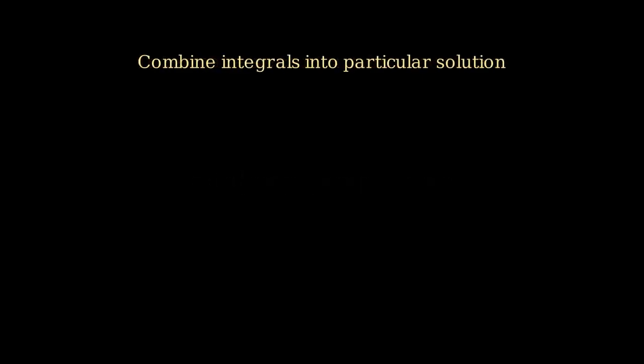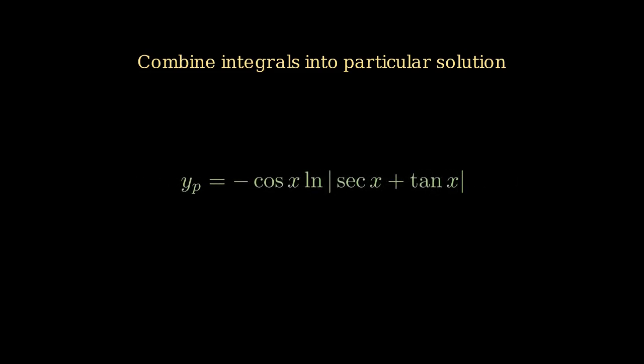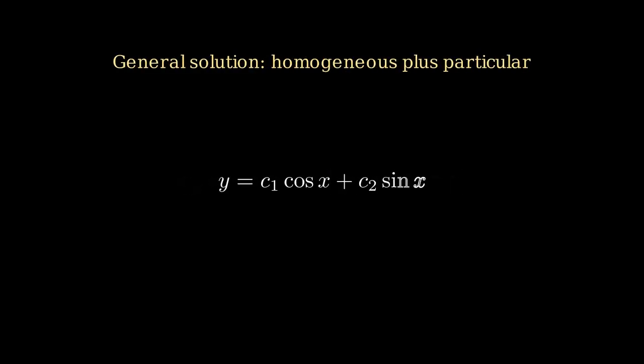Putting both integrals back into the particular solution formula and simplifying, the sine of x cosine of x terms cancel, leaving the particular solution negative cosine of x times the natural log of the absolute value of secant of x plus tangent of x. Adding this particular solution to the homogeneous solution gives the full general solution, y equals c1 times cosine of x plus c2 times sine of x minus cosine of x times the natural log of the absolute value of secant of x plus tangent of x.